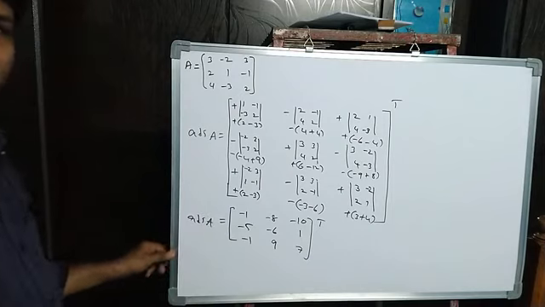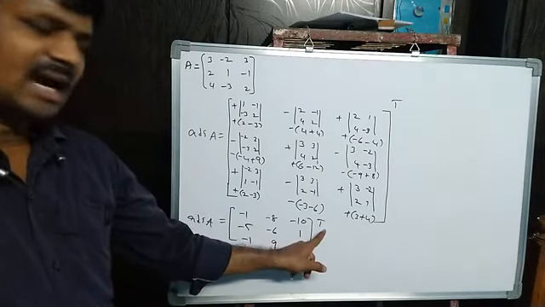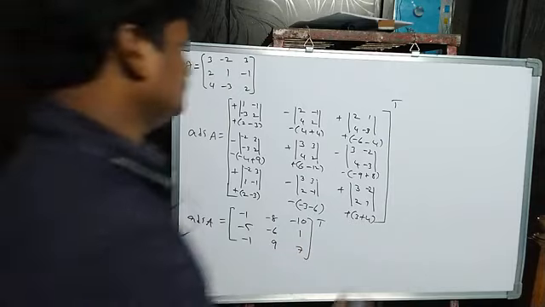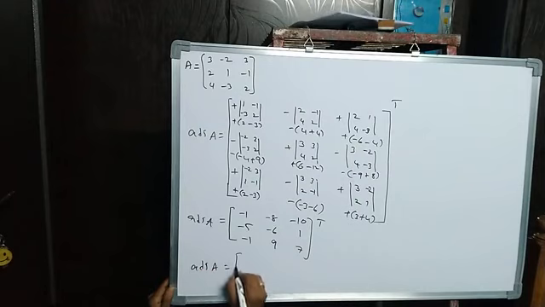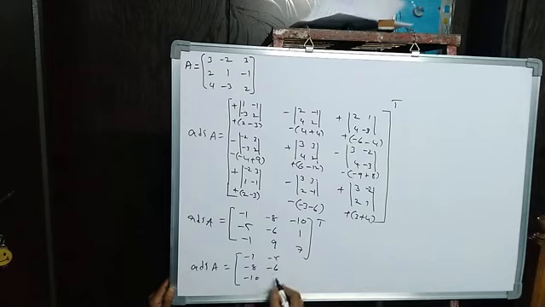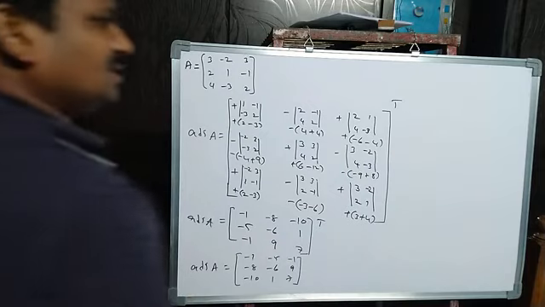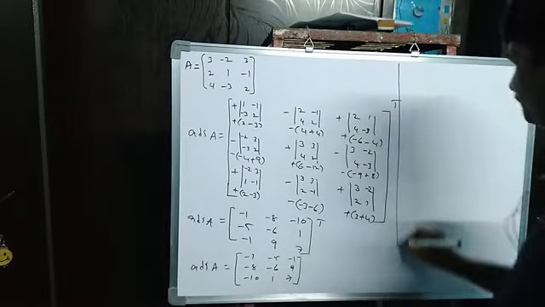Still we did not get adjoint here. Why? Because we have not yet done the transpose. Now I am finding the adjoint here. Transpose of the matrix: adjoint is equal to minus 1, minus 8, minus 10; minus 5, minus 6, 1; minus 1, 9, 7. I did the transpose also. Adjoint we got.